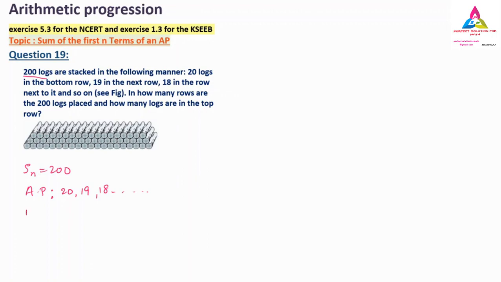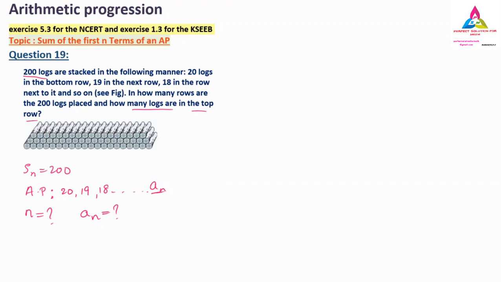That means the n value also we have to find. And the question asks how many logs are in the top row, which means we have to find how many logs there are in the top row, that is, the an value also we have to find. To find that an we need the n value, so two things we have to find.